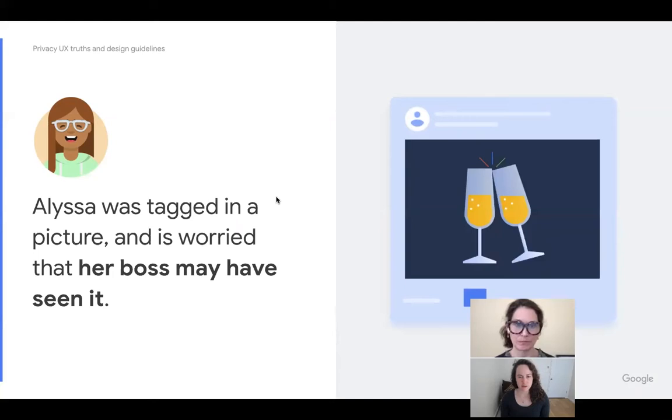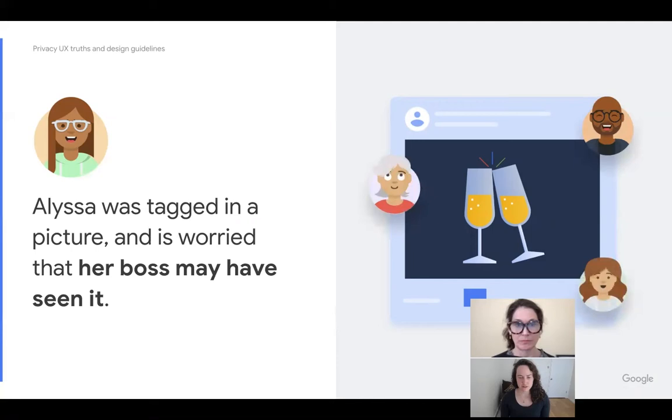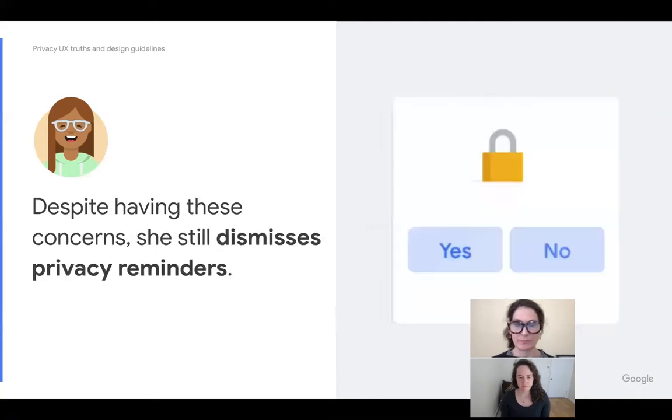Once, Alyssa was also tagged in an old picture of herself out drinking with her friends from college. She then realized that some of her students' parents could see it. She was embarrassed and worried about her job. So Alyssa worries about ads and embarrassing pictures. But when she sees a privacy reminder pop up on her social networking site, she immediately dismisses it. She wants to use her social networking site for talking to her friends and playing Farmville. She doesn't really want to spend time dealing with privacy settings.